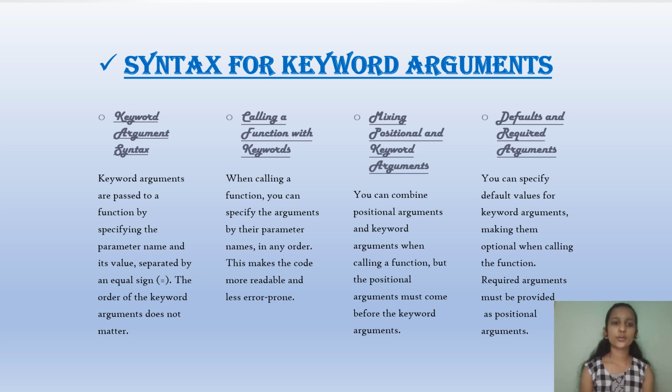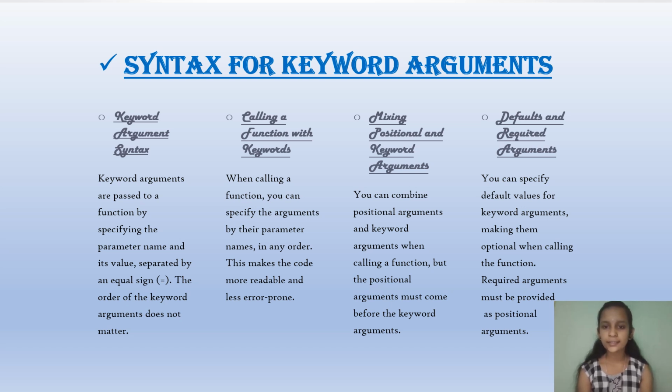Syntax for keyword arguments. Keyword arguments are passed to a function by specifying the parameter name and its value. Usually they are separated by an equal sign. The order of the keyword arguments doesn't matter. The next is calling a function with keywords. When calling a function, you can specify the arguments by their parameter names in any order. Usually it makes the code more readable and less error prone.